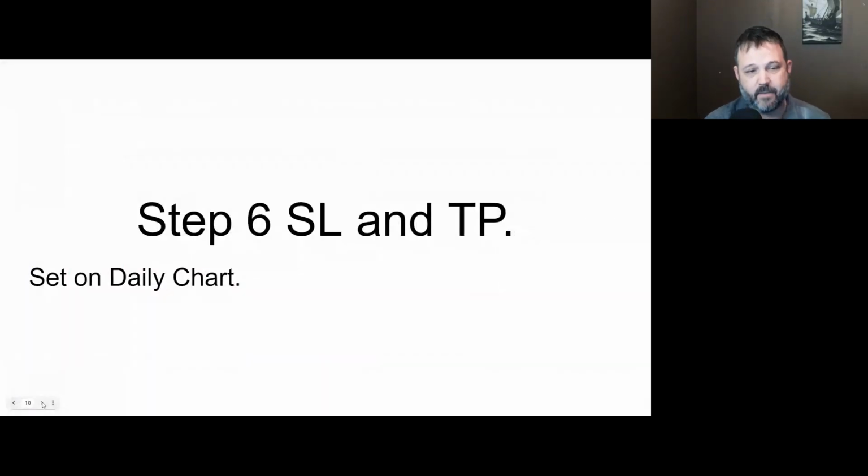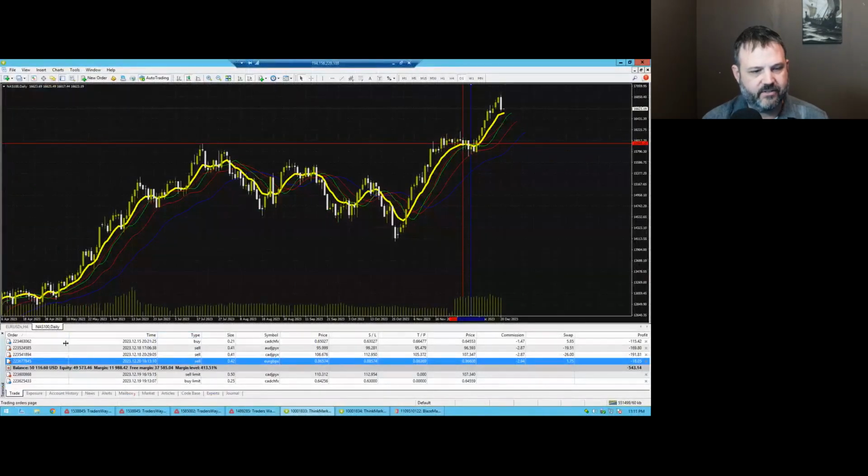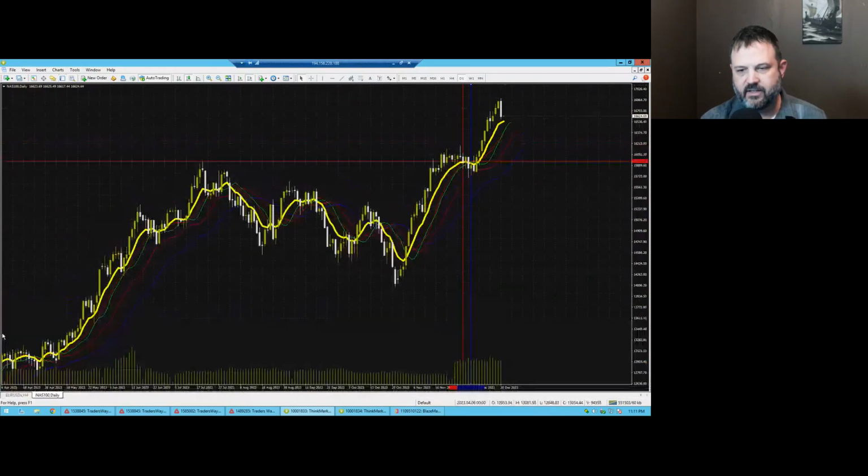Step 6, stop loss and TP. We're going to set them on a daily chart. Let me go ahead and pull up some trading charts here so you guys can see some chart action. All right, so let me close all of this junk here. All right, so here it is on the daily, right? And so I'm going to zoom up for you guys.